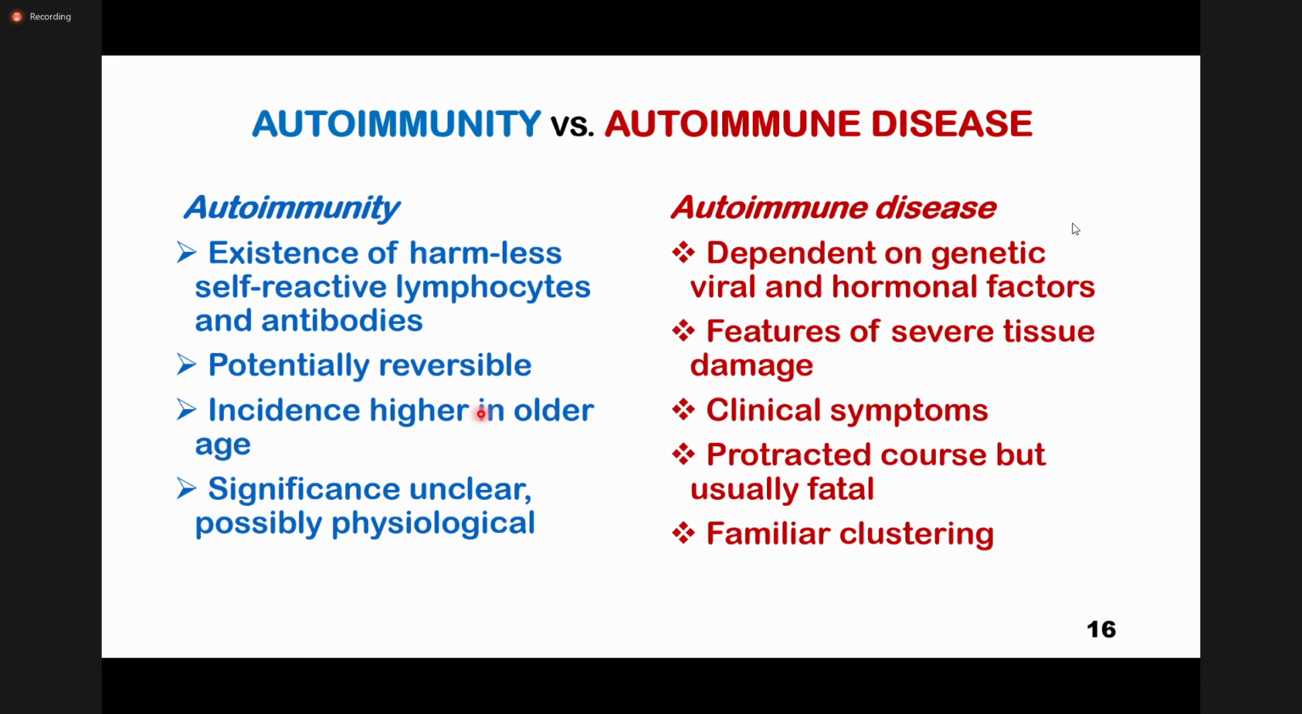Autoimmunity is higher in older age, as we age. The clinical symptoms normally appear in autoimmune disease. For autoimmunity, the significance is unclear, possibly physiological. Autoimmune disease has a protracted course, and with time it might be lethal or fatal, meaning it causes death. Familial clustering means it clusters within one family.